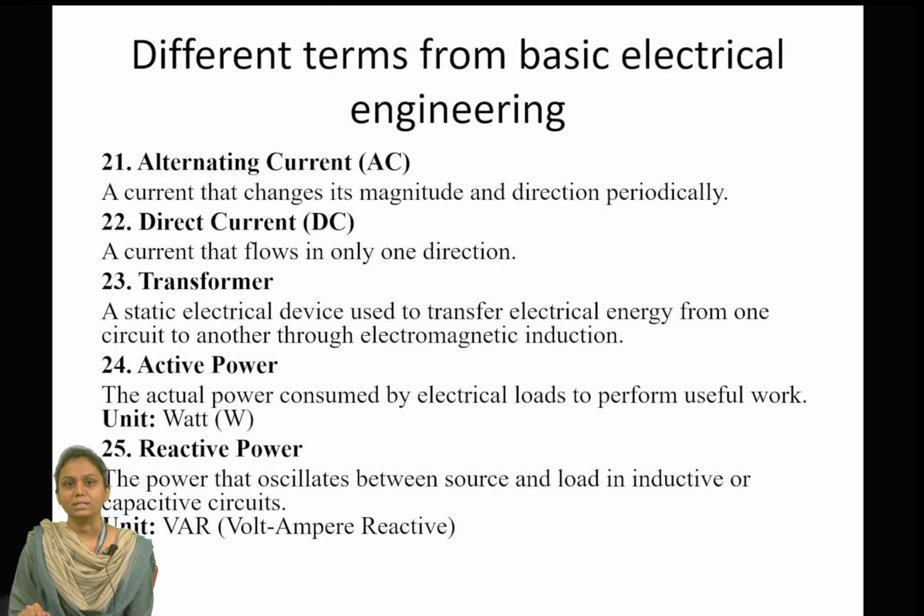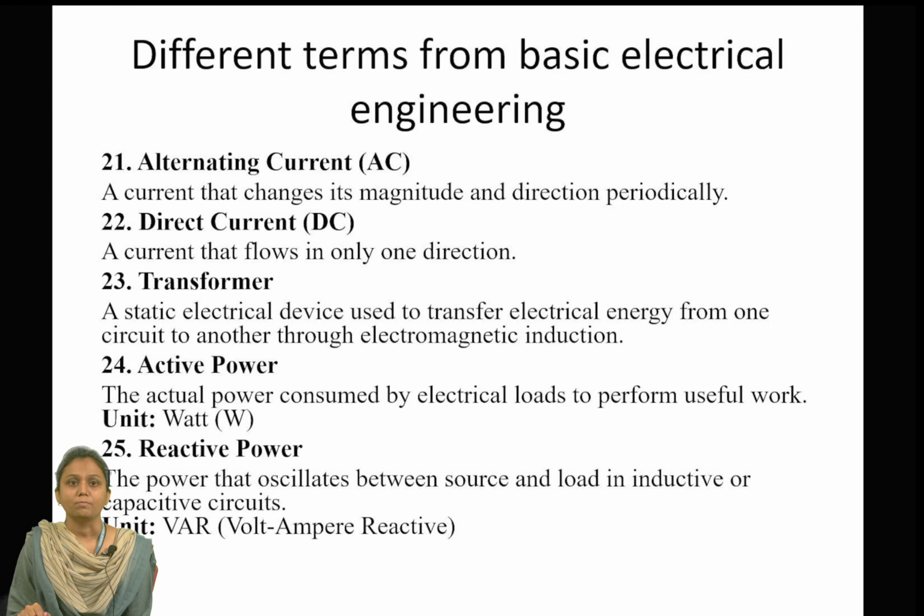These are the basic terms in electrical engineering: AC and DC. AC means alternating current and DC means direct current. A current that changes in magnitude and direction periodically is known as alternating current. A current that flows in only one direction is known as direct current. And no frequency exists in DC.